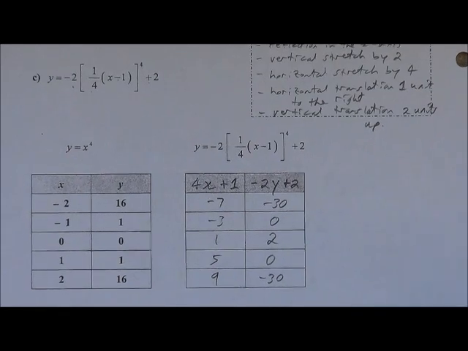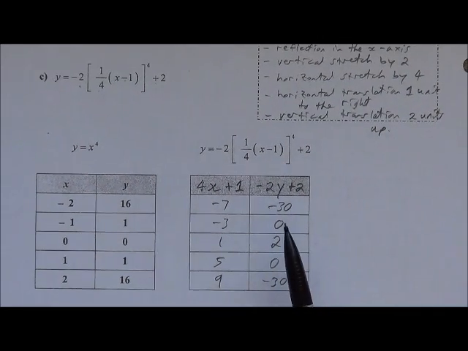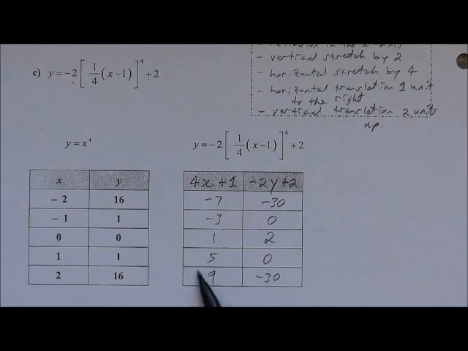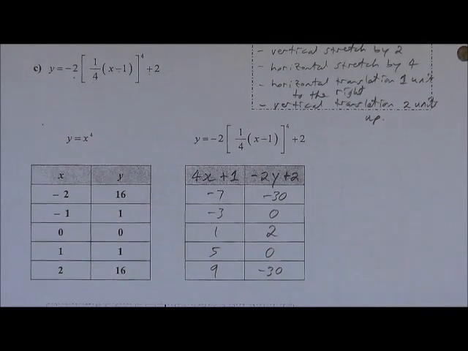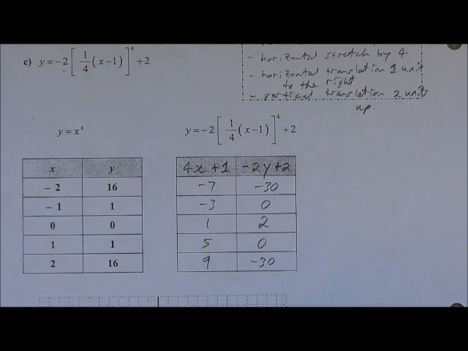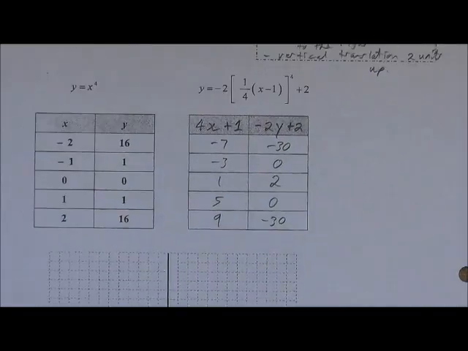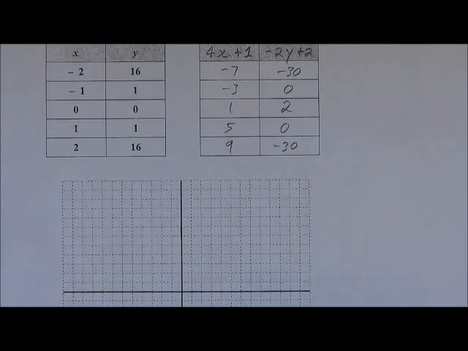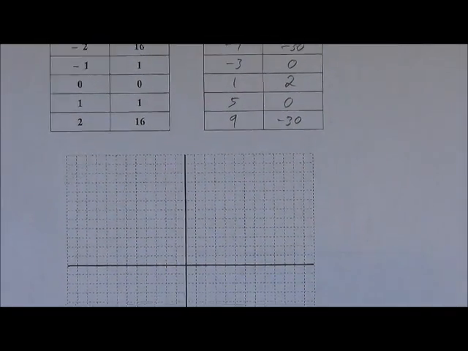Okay, so now all we have to do is take these points and plot them on the grid. Now I don't know if we're going to get down to negative 30, so maybe we might have to count by twos. I'll take a quick look here and see if that is the case.